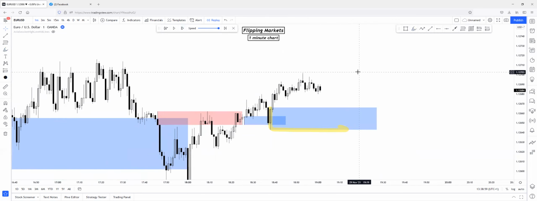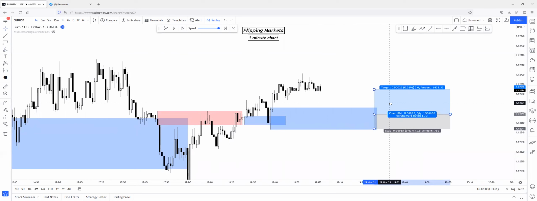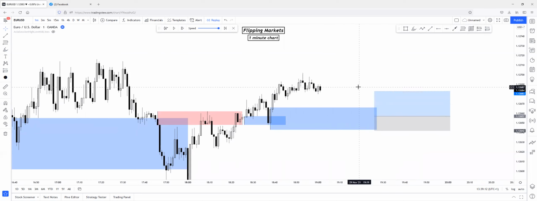Okay. In this case, I can set a limit order on this zone and wait for the tap of it. But actually, I believe the 2-pip stop loss won't be enough. Yes, we will talk about the equilibrium entries in the next unit.